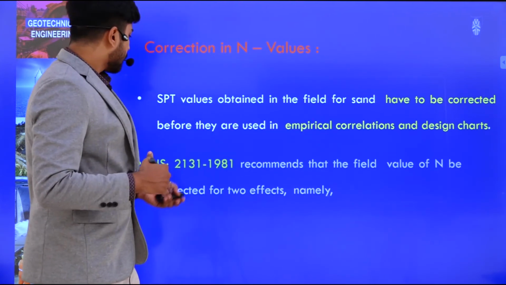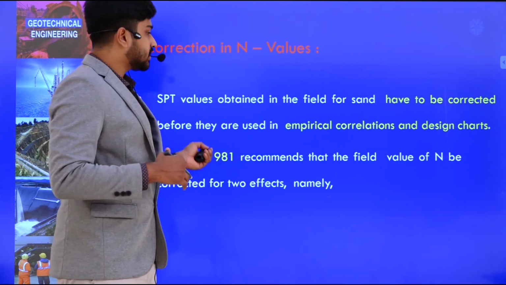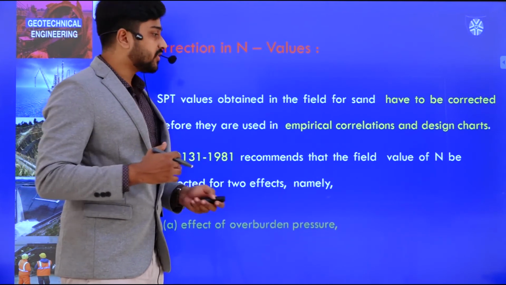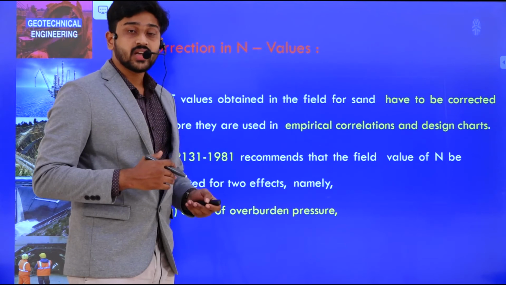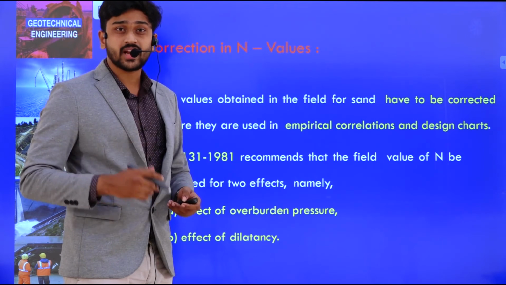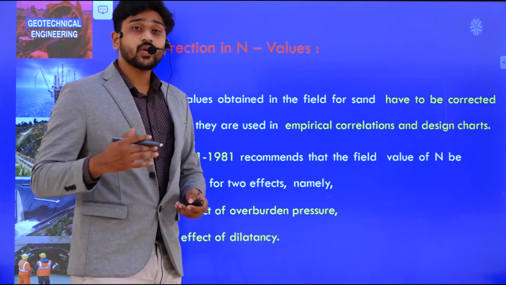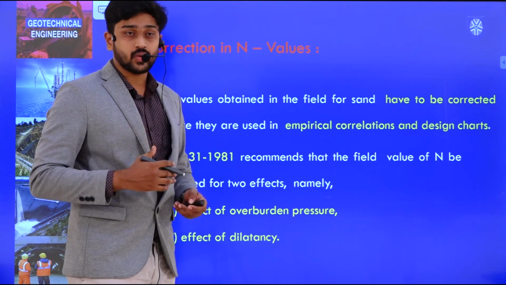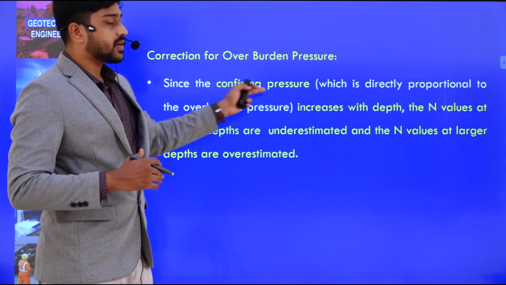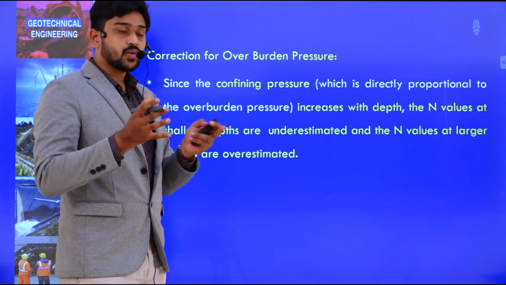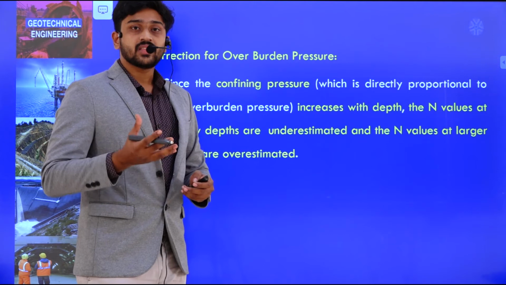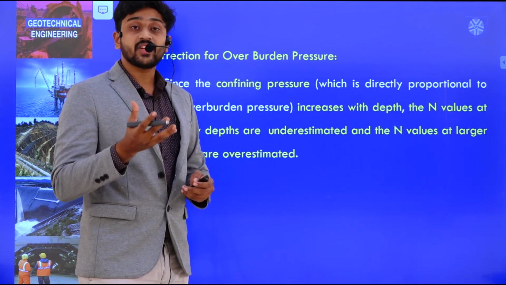Now, IS 2131 recommends that the N value be corrected for two effects. The first one is the effect of overburden pressure, and the other one is the effect of dilatancy. We will look at how these corrections are carried out. Coming to the correction for overburden pressure, the confining pressure, that means the surrounding soil that is present, increases with depth. Whenever the depth increases, the overburden pressure, or the self weight of the soil, will increase.